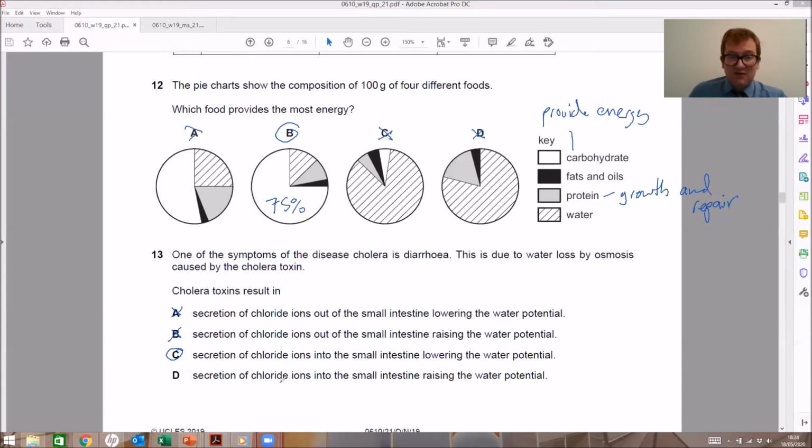Okay, secretion of chloride ions into the small intestine... well, no, remember, ions increasing solute concentration leads to a decrease in water potential. So option D is also incorrect, leaving you option C as the only correct answer.